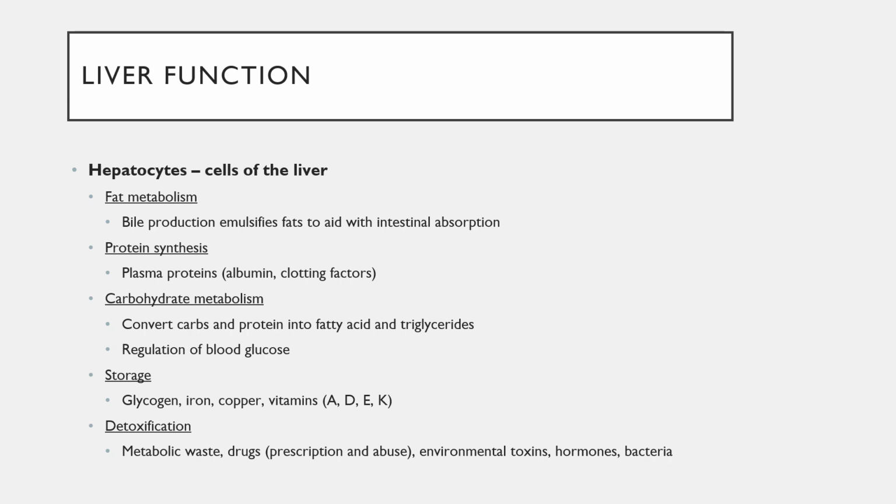Storage. The liver keeps reserves of glycogen, iron, copper, and fat-soluble vitamins such as A, D, E, and K, which explains why liver disease often leads to bleeding disorders. Vitamin K storage becomes compromised.